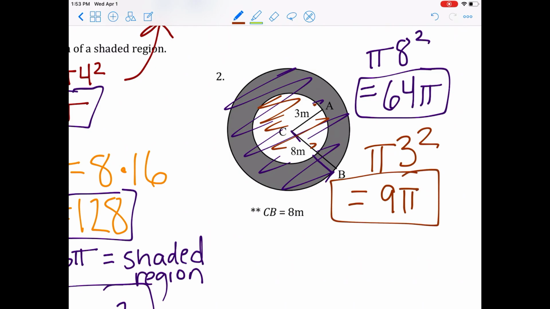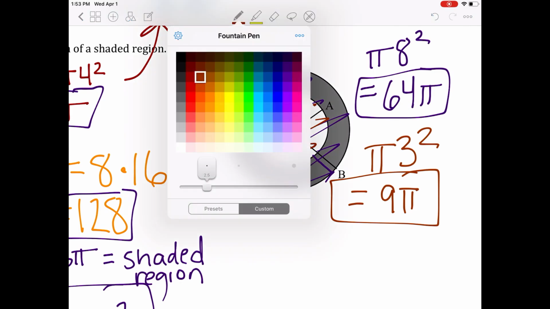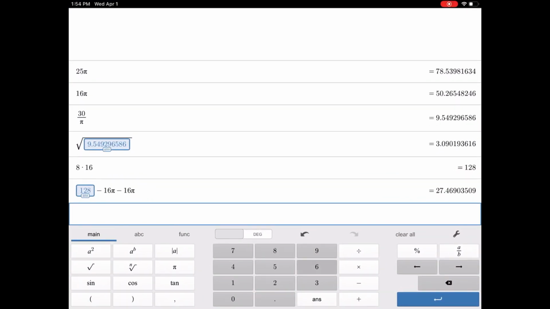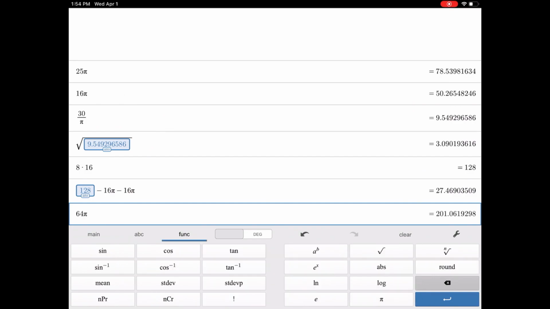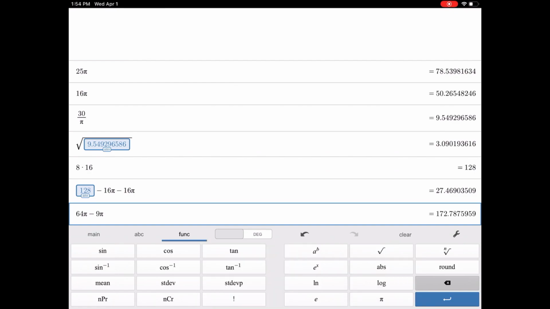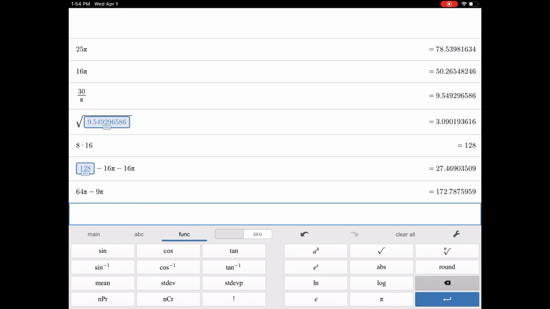Okay, so to find the area of the shaded region, we just have to subtract the 2. So 64 pi is the whole circle. Subtract the white area, which is 9 pi. Let's get our answer. So 64 pi minus 9 pi gives us 172.788. So let's just say 172.788.